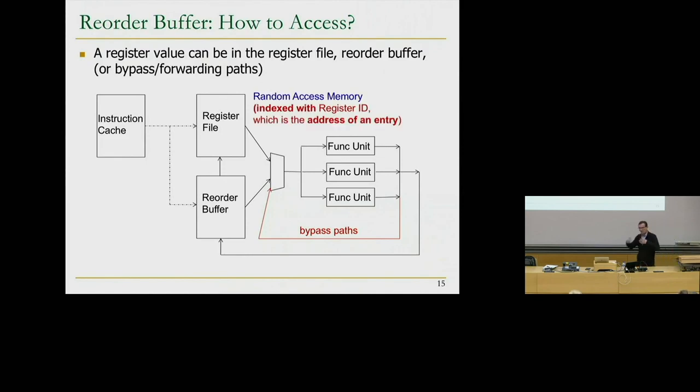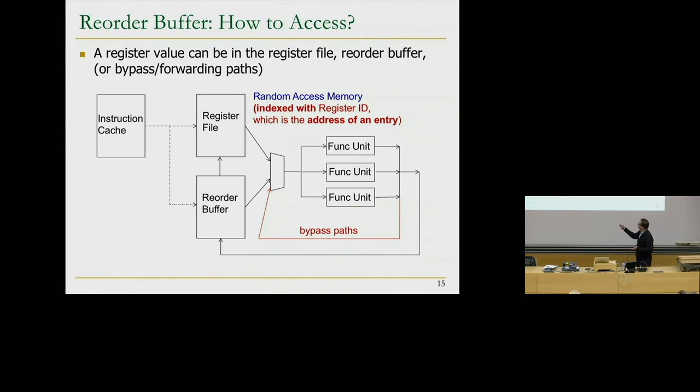We'll see the memories later on, but this is called a random access memory. If you have a source register, R3, you use R3 as the address, index the register file, and the register file gives you the data for R3. That's easy, and you have a linear array. But in the reorder buffer, you cannot do that.